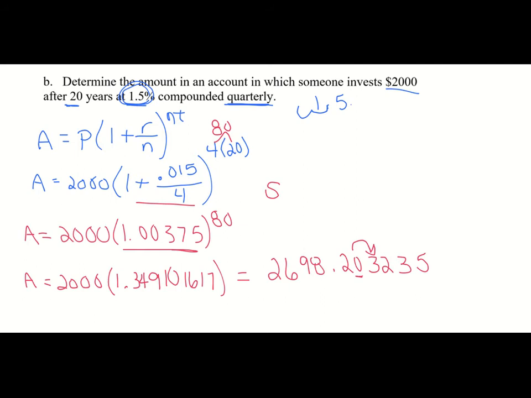So in our account, we're going to have $2,698.20. So that would be, if I invested $2,000 for 20 years at 1.5% compounded quarterly, I'm going to have $2,698.20 at the end of those 20 years. And again, I invested $2,000 of it. So that really means that I made $698.20 in interest.